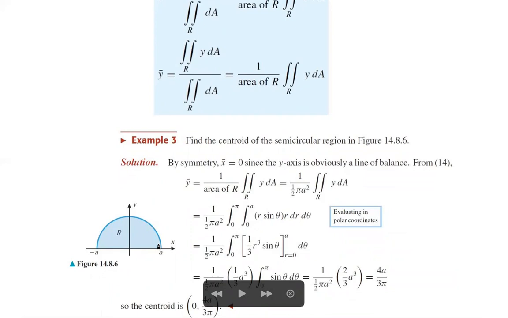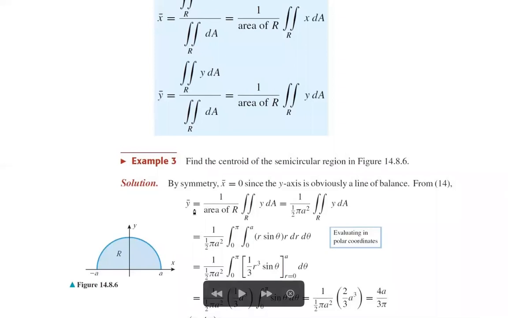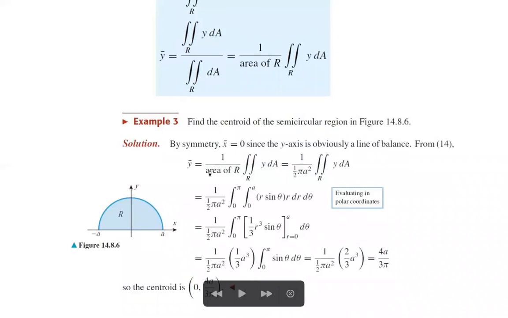By symmetry, x bar is equal to 0, since the y-axis is obviously a line of balance. Okay, now finding y bar. Y bar is equal to the double integral over R of y dA divided by the double integral over R of dA, equal to 1 by the area of R into the double integral over R of y dA. The area of the semicircle is pi r squared divided by 2, where the radius is a. So it is equal to 1 by 2 into pi a squared into the double integral over R of y dA.